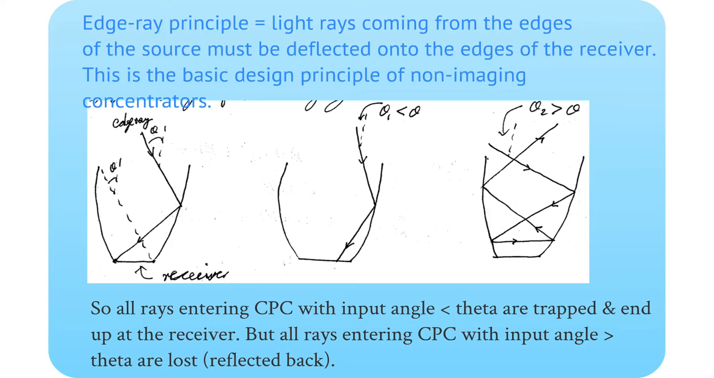But on the other hand, if I have a ray that's outside the acceptance angle, it will not reach the receiver. It will bounce around and escape the system. I mean, what I drew there may not be exactly correct, but it's something like that. So all rays entering the CPC with an input angle less than the acceptance angle are trapped and will end up at the receiver with 100% efficiency, theoretically. That's why the CPC is important. But all rays entering the CPC with input angle greater than theta are lost. They basically get reflected out of the system.